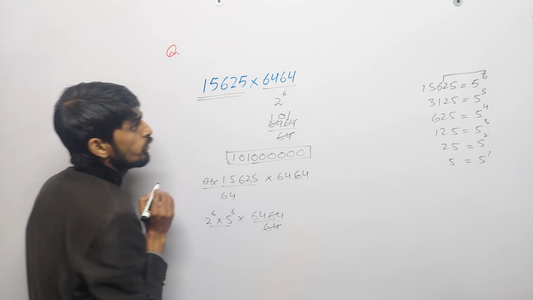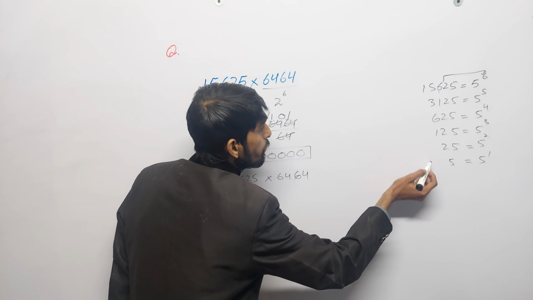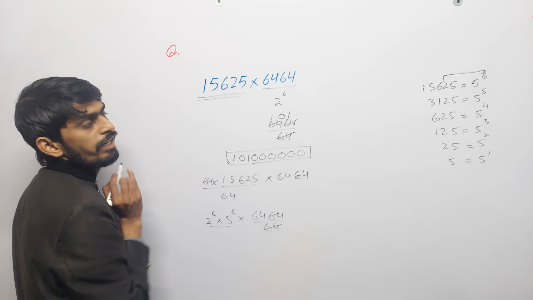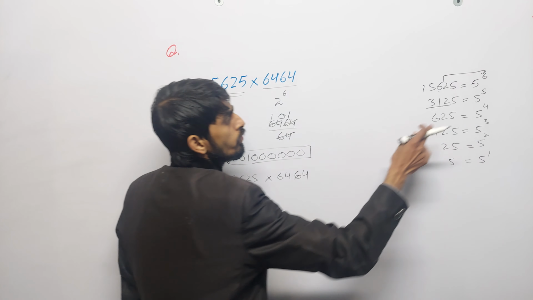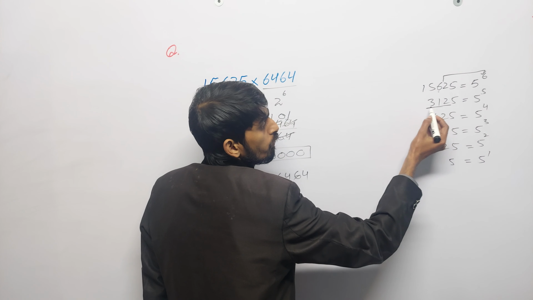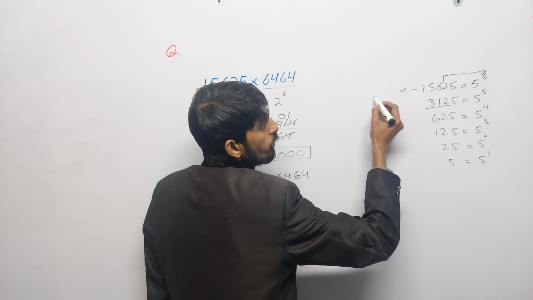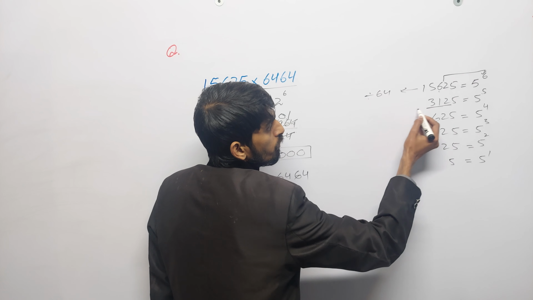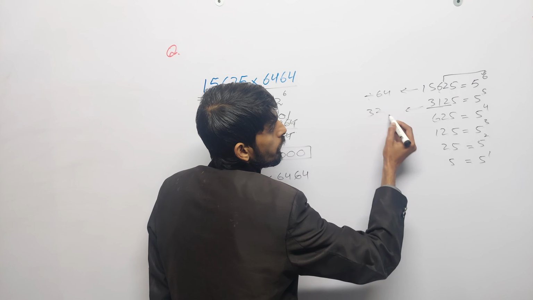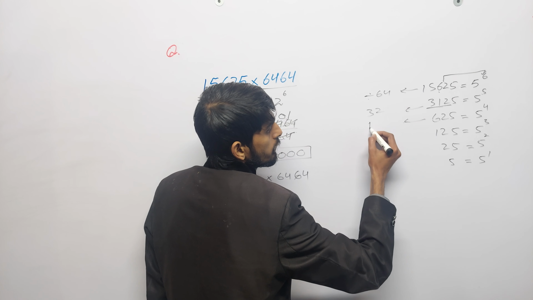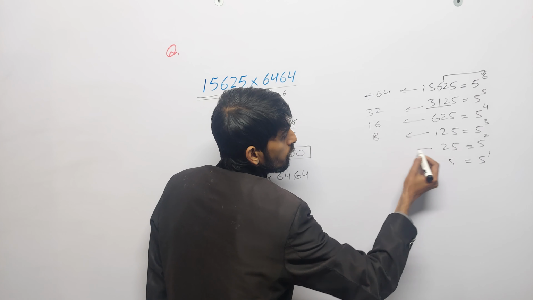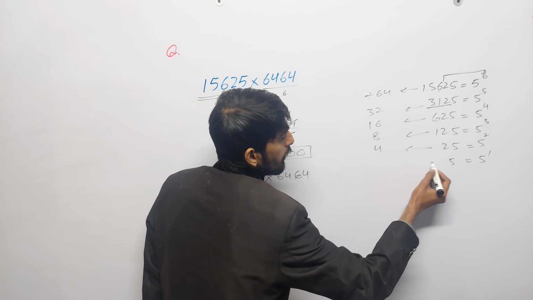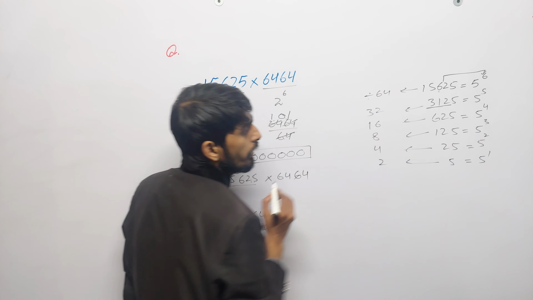You can also use this multiplication in very similar steps. If this number is multiplied by any number, you simply divide by 2 raised to the power 5. It means for this you divide by 64, for this you divide by 32, for this you divide by 16, for this you divide by 8, for this number you divide by 4, and for this number you simply divide by 2.